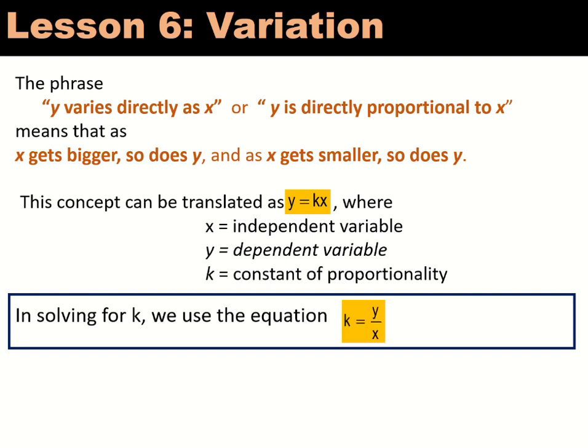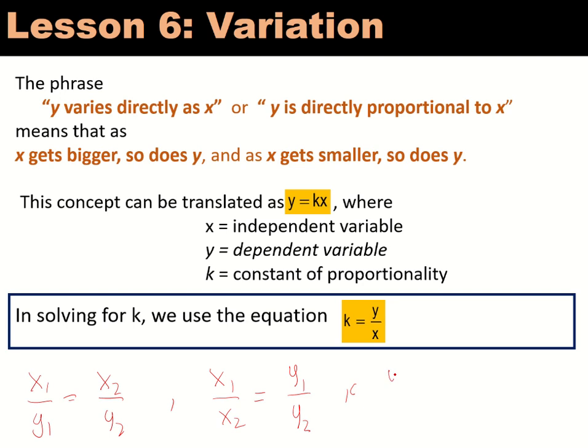That is y over x. But when you are asked to solve and the constant k is not needed, we can make use of ratio and proportion. We can make use of these equations. x sub 1 over y sub 1 is equal to x sub 2 over y sub 2. Then, or we can make use of x sub 1 over x sub 2 equals y sub 1 over y sub 2. Or we can reverse.